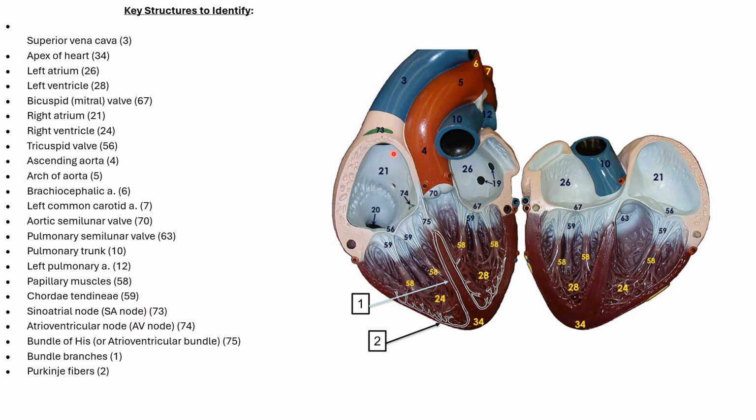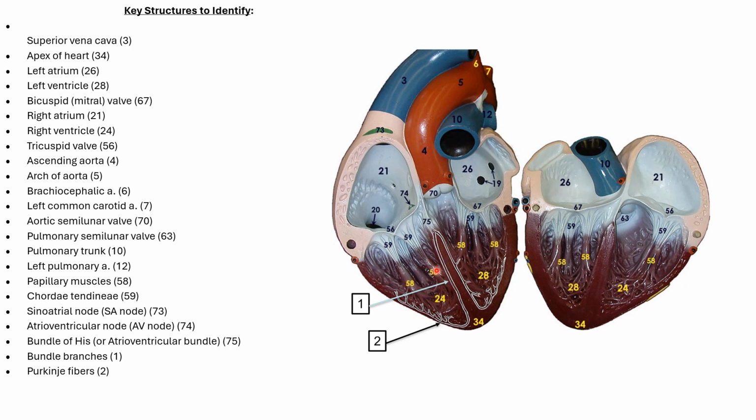And this number 21 is the right atrium. This labeled number 74 is the AV node. Now this labeled number 20 is the opening of the inferior vena cava. And this 56 is the tricuspid valve. So right atrium, tricuspid valve, and this is the right ventricle, labeled number 24. These labeled 59 on both sides are the chordae tendineae, and these labeled 58 are the papillary muscles.